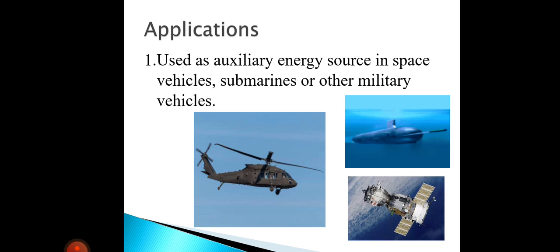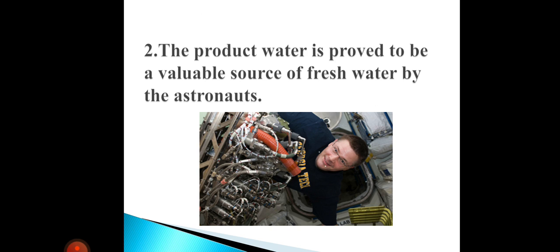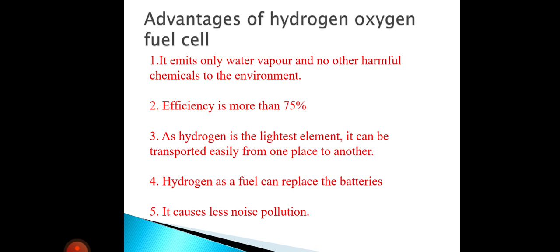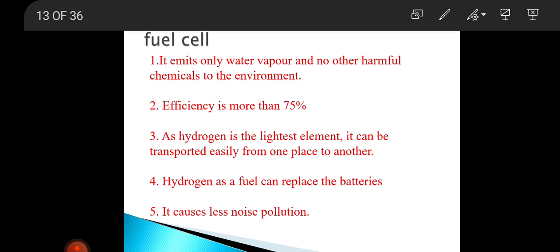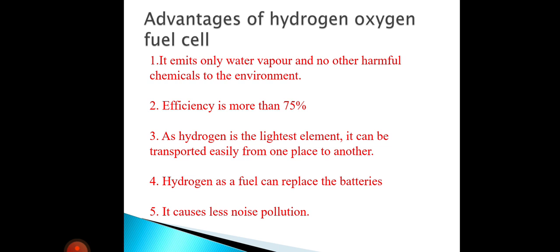So when we see the applications of hydrogen oxygen fuel cells, it is used as an auxiliary energy source in space vehicles, submarines and military vehicles. The product water proves to be a valuable source of fresh water for the astronauts. When we see the advantages of hydrogen oxygen fuel cells, it emits only water vapor and no other harmful chemicals to the environment. The efficiency of this cell is around 75%. As hydrogen is the lightest element, it can be transported easily from one place to another. Hydrogen can replace the batteries and also causes very little noise pollution.